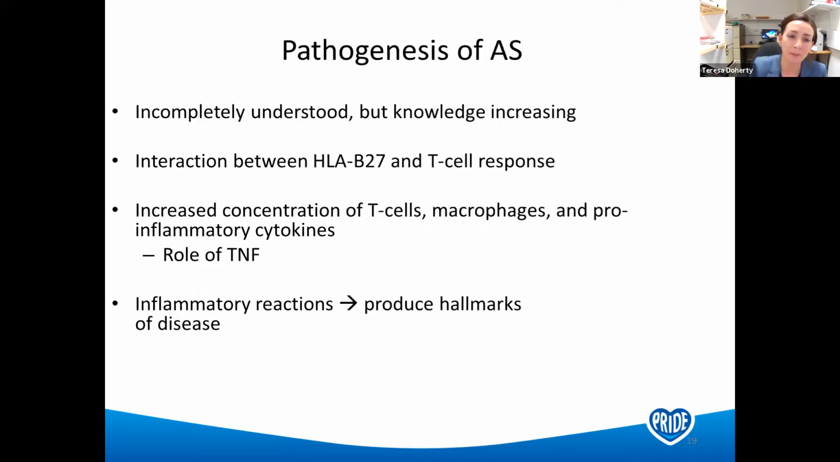So what do we know about the pathogenesis? We don't understand all of it. We do know that there's an interaction between HLA-B27 and T cell responses, and there are increased concentrations of T cells, macrophages, and pro-inflammatory cytokines, including anti-TNF. And you can find increased anti-TNF in the sacroiliac joints if you look for it. So inflammatory markers are the hallmarks of the disease.